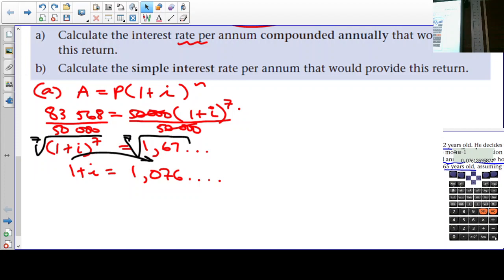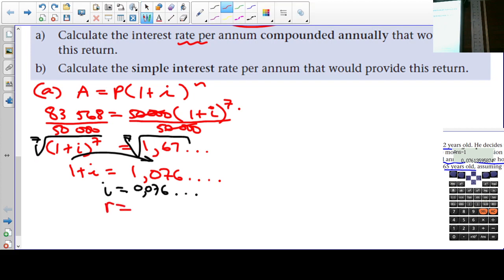Remember, i is 0,076 and the number carries on. But what do they want? They want the rate, the percentage. So I must multiply that by 100. If I put that in a calculator, answer times 100 gives us 7,61%. Is there any confusion? No? Okay.